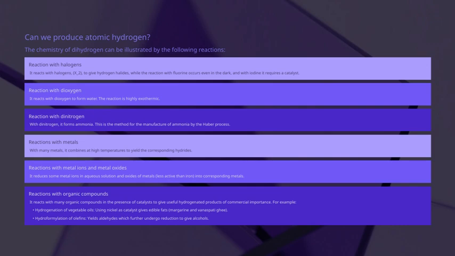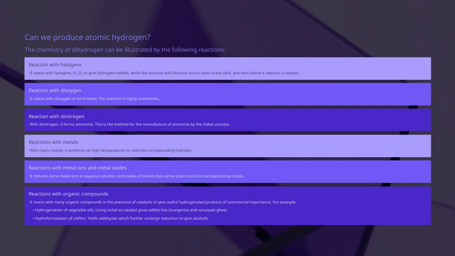into their metallic forms. It also reacts with many metals at high temperatures to form metal hydrides, which are important in various applications. When hydrogen reacts with dinitrogen, it forms ammonia, a crucial process in the Haber process for fertilizer production. Hydrogen also reacts with dioxygen to produce water, and this reaction is highly exothermic, releasing a lot of energy. Think of it as a powerful combustion process.